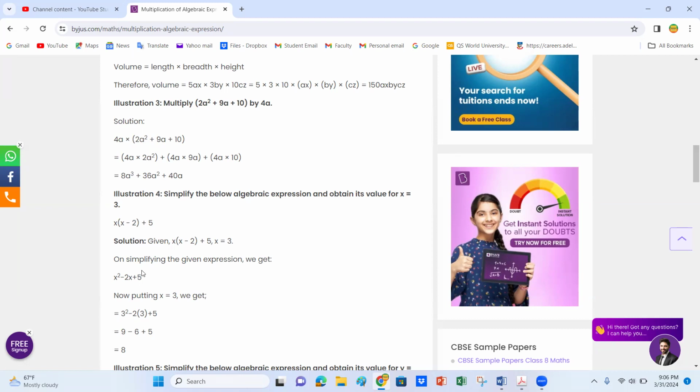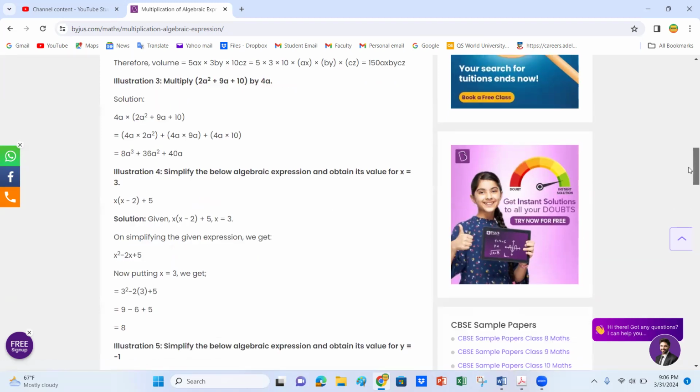And if this is the expression of the multiplication, and in the question it is written to find the value for x equal to 3, then we will put x equal to 3. So 3 will be put in place of x. So 3 square minus 2 into 3 plus 5. So 3 3s are 9, 9 minus 2 3s are 6, plus 5. So the result is 8.